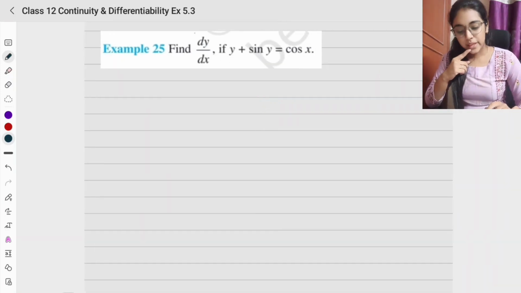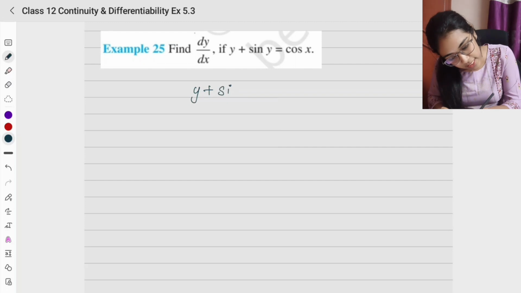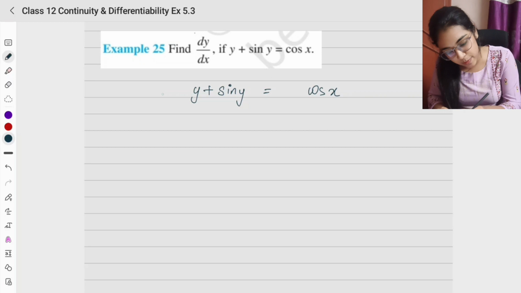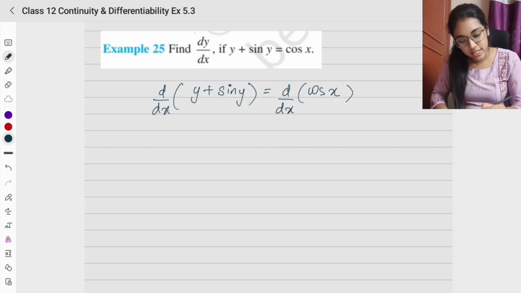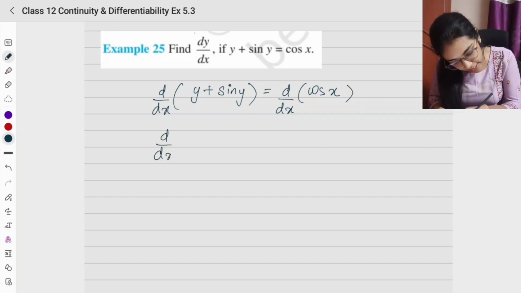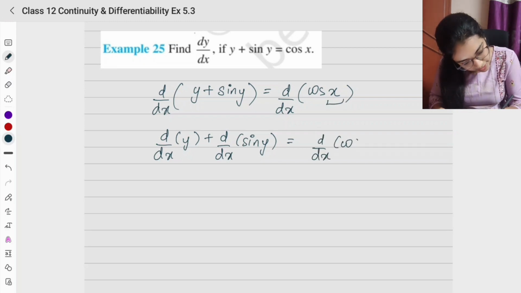Now example 25, find dy by dx if y plus sin y is equal to cos x. So we are going to do the same steps. So I'm having y plus sin y equals cos x. So I'm going to differentiate both sides by d by dx. Correct? So d by dx of LHS, d by dx of RHS. So if I split this now, what will happen? d by dx of y plus d by dx of sin y is equal to d by dx of cos x. And here the variable is x. So when you simply differentiate, I'll write this step also. So d by dx of cos x.